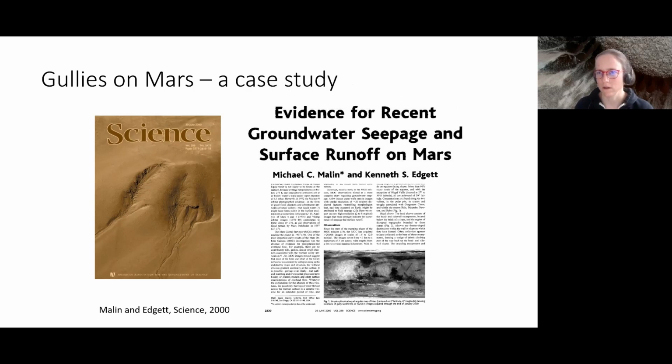The title of this paper was Evidence for Recent Groundwater Seepage and Surface Runoff on Mars by Mike Malin and Ken Edgett. And this is big news because, as I explained before, liquid water is not believed to be present at the surface of Mars at the present day. So the fact that we see these gullies, these landforms that look like features carved by liquid water on Earth, attests to the fact that liquid water could also have been running over the surface of Mars.